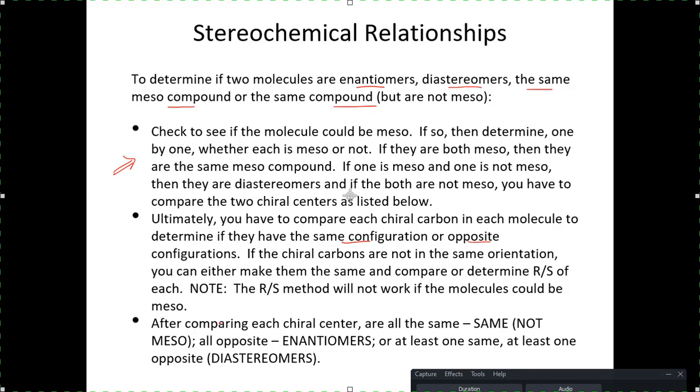And then after you compare each chiral center, if all the chiral centers are the same configuration and the molecule's not meso, then they are the same but not meso. If they're all opposite, then they're enantiomers. And if at least one is the same and one's opposite, then they're diastereomers. So this is how we determine stereochemical relationship between molecules.